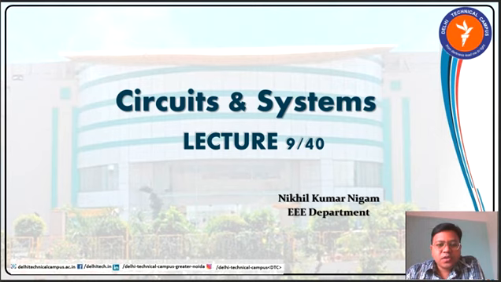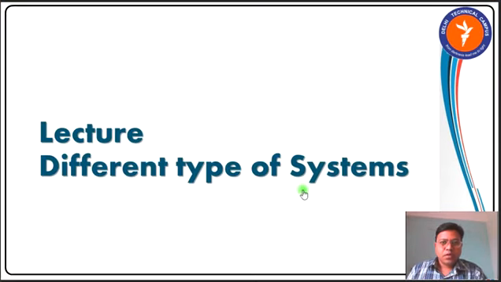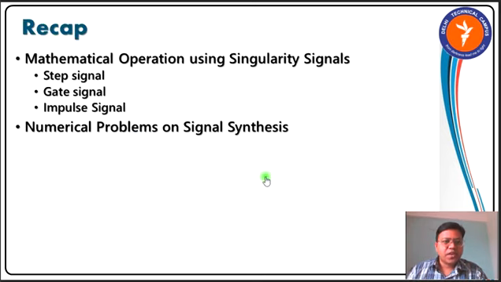We will proceed further with having a recap of what we have discussed so far in the last lecture, and then we will move on to today's objective. In today's lecture, we will have a look at what different types of systems exist in reference to circuit analysis. But before that, let us have a recap of what we discussed in the last lecture.